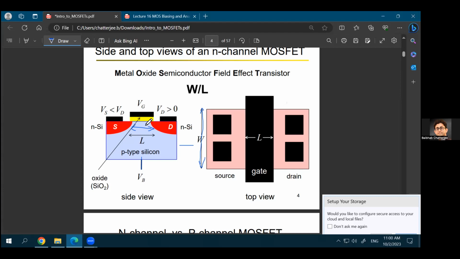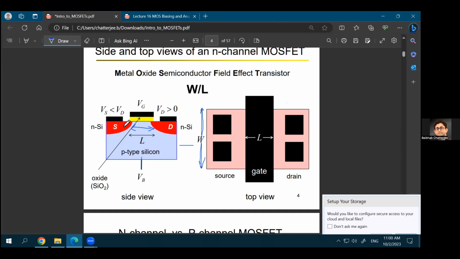Now, the source would be the source of the current carriers. Of course, your current carrier could be an electron or it could be a hole. If it is an electron, the source is basically the source of the electrons, and the drain is a sink for those electrons. So the electrons will flow from the source to the drain side. And even if it is a hole, the hole will flow from the source to the drain. So that's the meaning of the source and the drain.